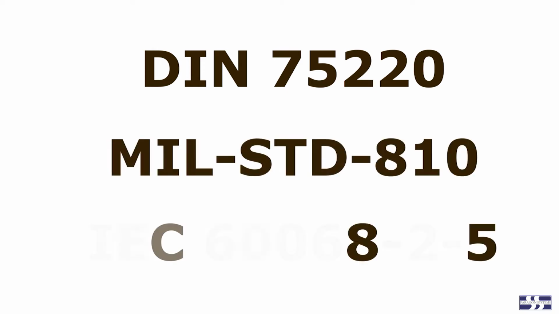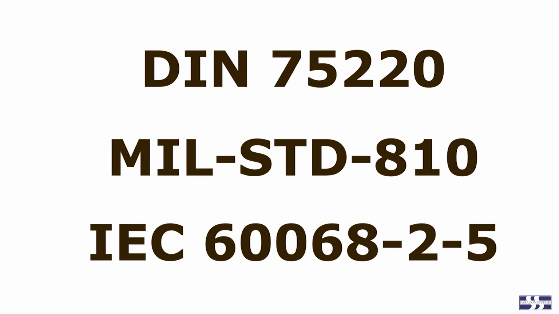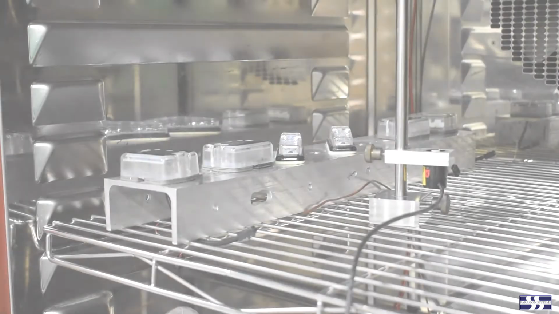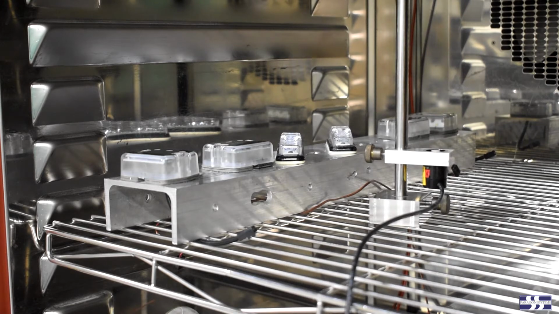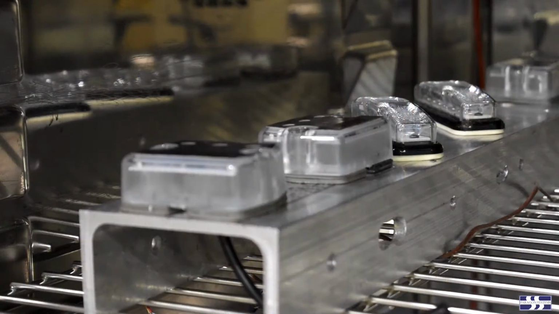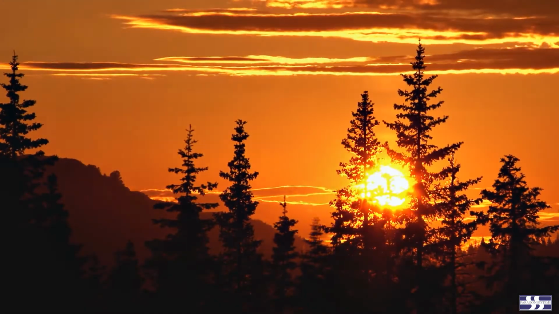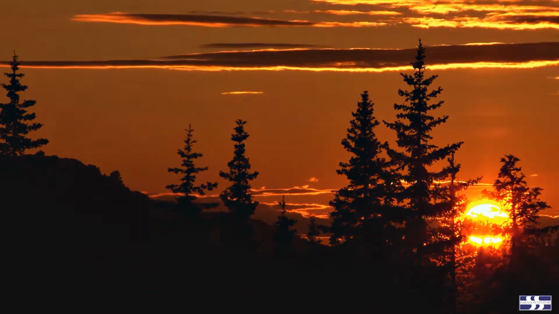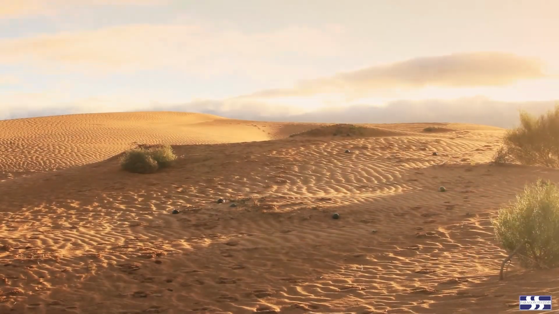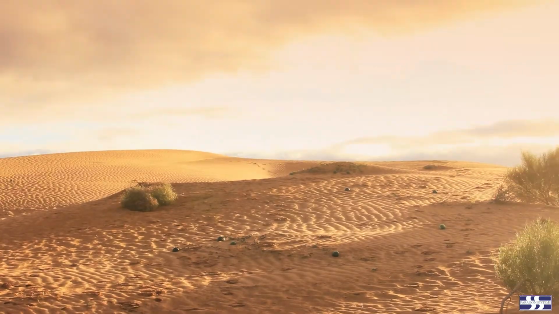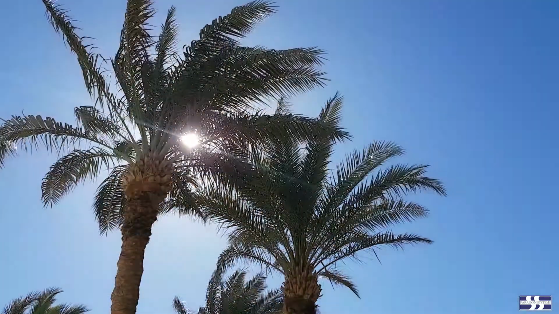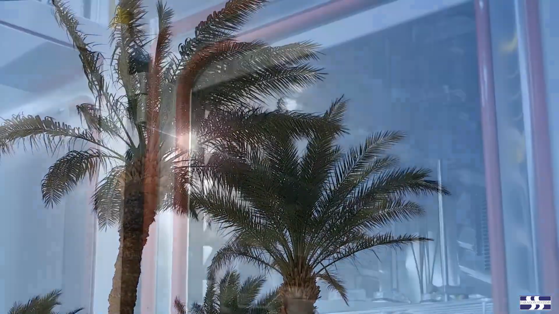The most common solar climatic test methods are DIN 75220, MIL-STD-810, and IEC 600-68-2-5. A typical solar climatic test will expose the samples over a period of days by cycling between conditions of daylight and darkness, as well as dry desert-like conditions such as what you would experience in Arizona, and hot humid conditions as you would experience in Florida.